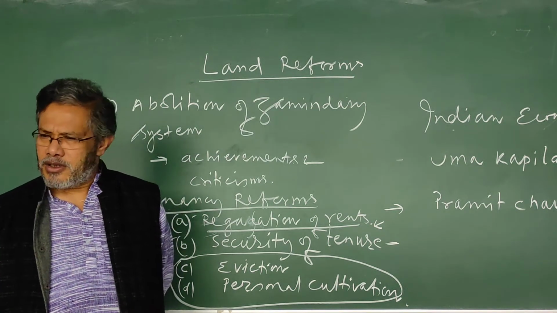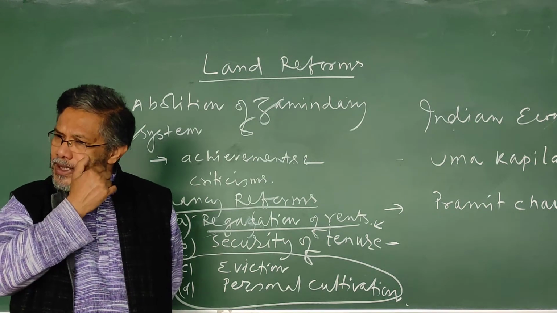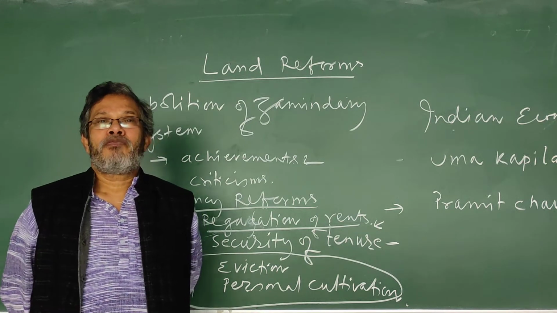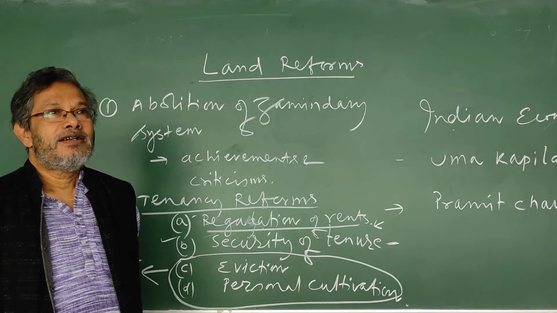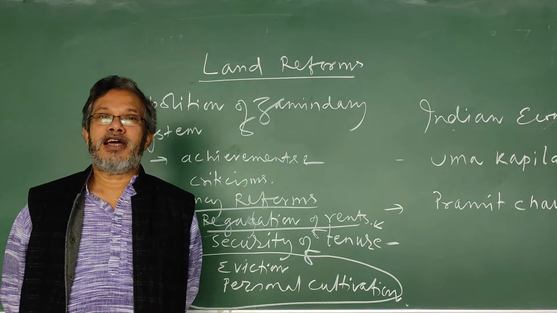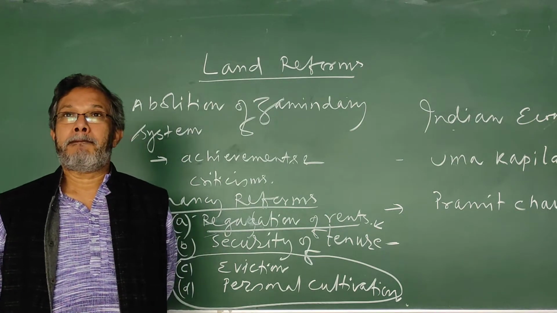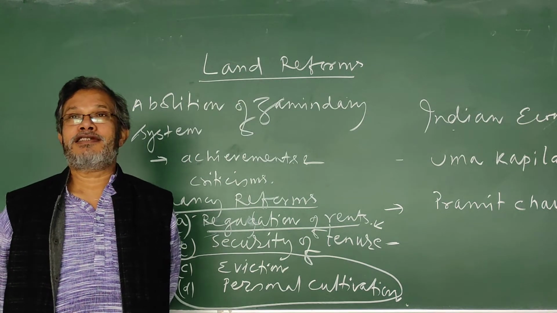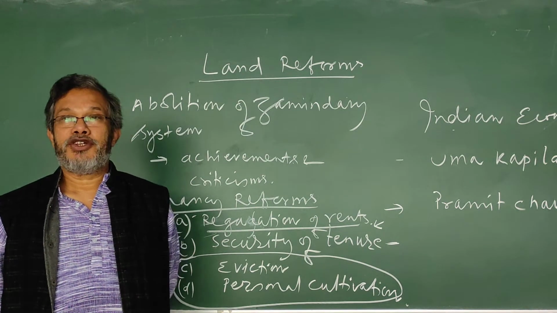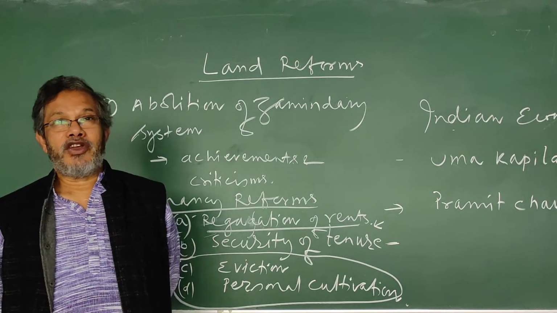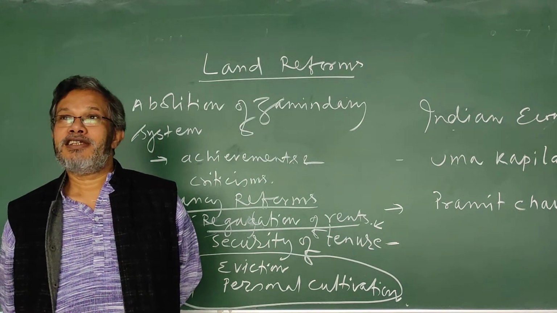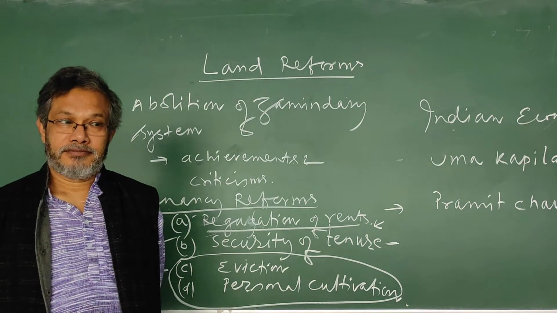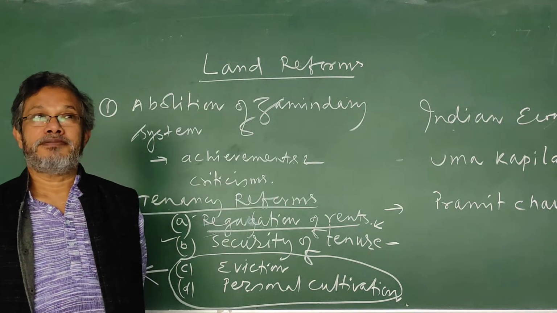Meaning what? Meaning is that a landlord having land which the family cannot cultivate with their own labor gives the land to tenants for cultivation and gets the rent against it, through which they run their family. They are the feudal landlords.